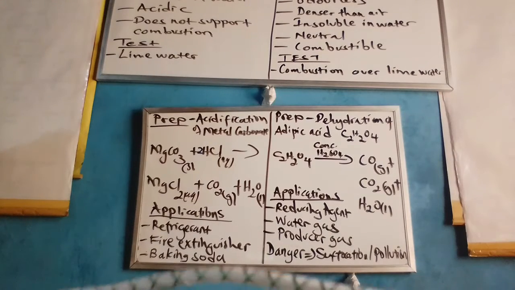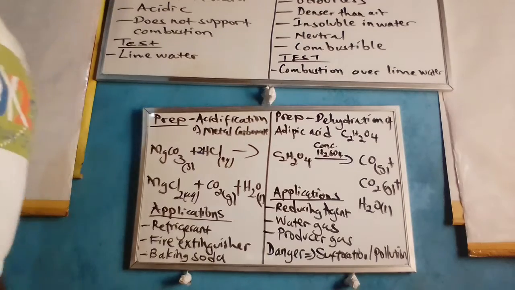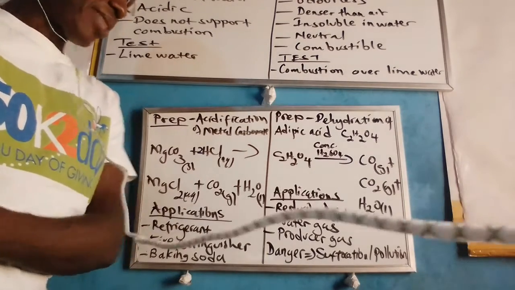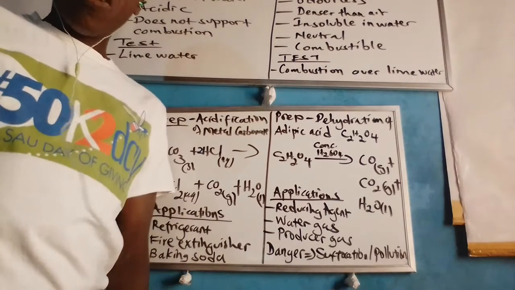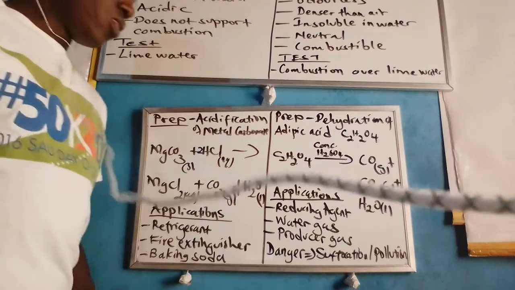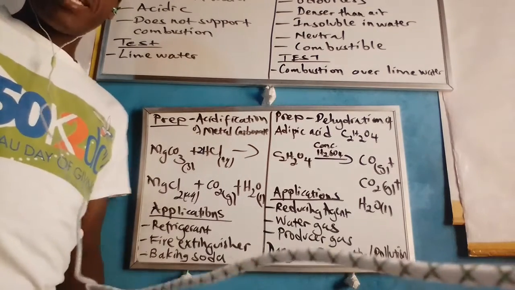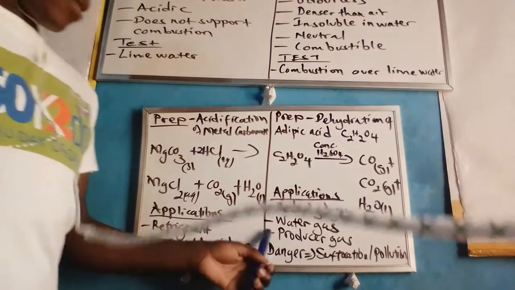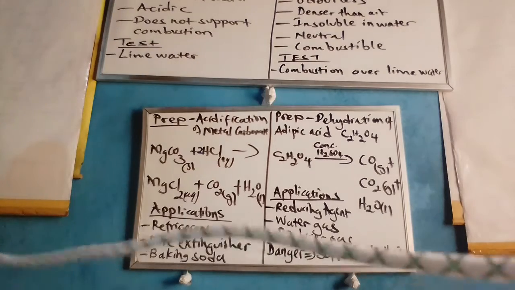One, carbon monoxide is a reducing agent simply because it's deficient of oxygen, and when it encounters metal oxides, it will reduce them by capturing the oxygen thereon. Therefore, it's used in the industrial reduction of metals in the process of metal extraction. Two, we can use it to manufacture water gas, which is simply a mixture of carbon monoxide and steam. Number three, we can use it to manufacture producer gas used in the industries, which is a mixture of carbon monoxide and nitrogen gas.